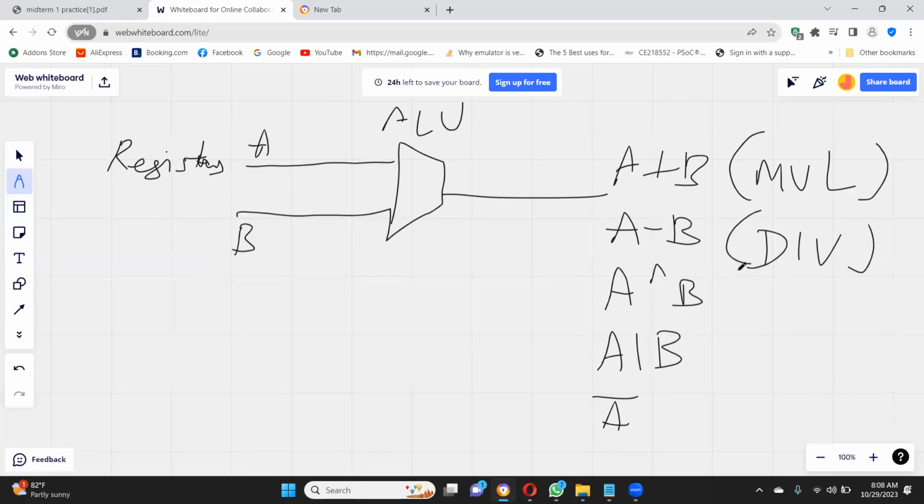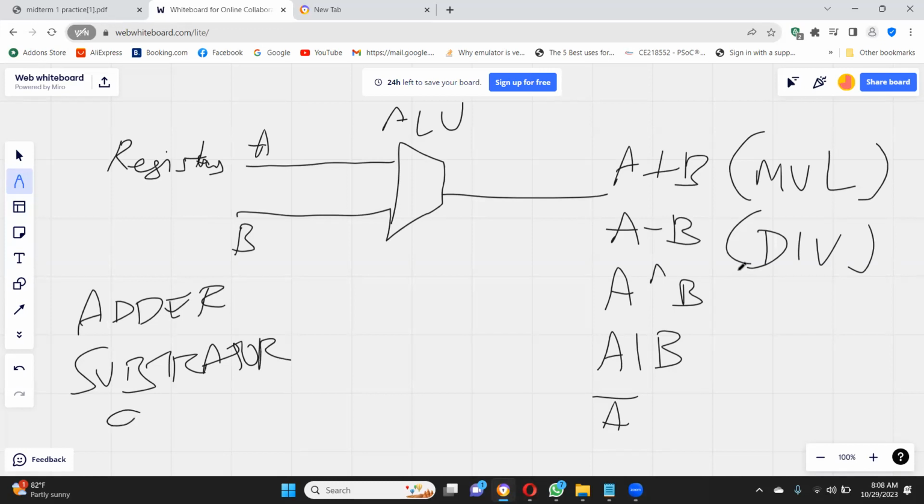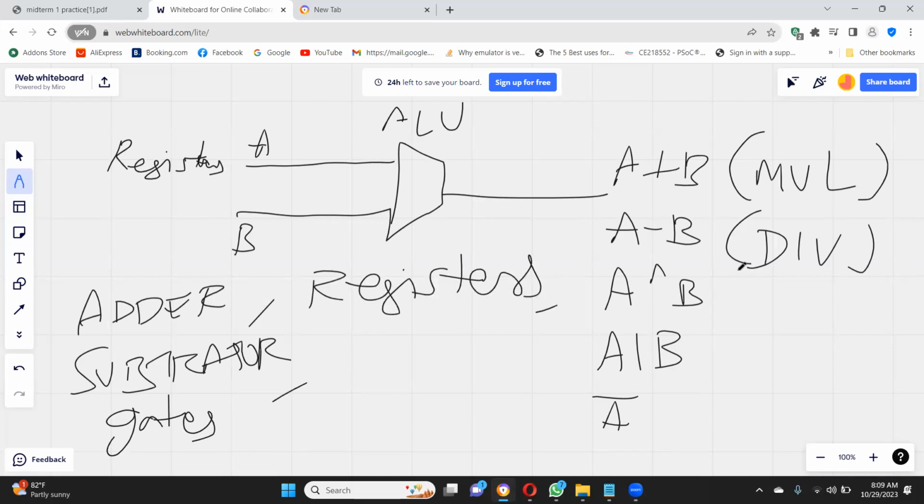So what you need: an adder, a subtractor, logical gates for this, the input from the register, and the output to the output register. So these are all the basic components, right? I don't think we have anything apart from this. It is a combinational circuit, so we don't need any clock signal.